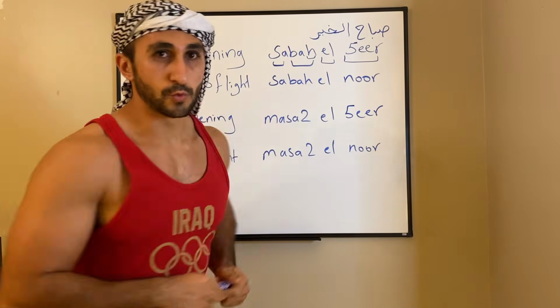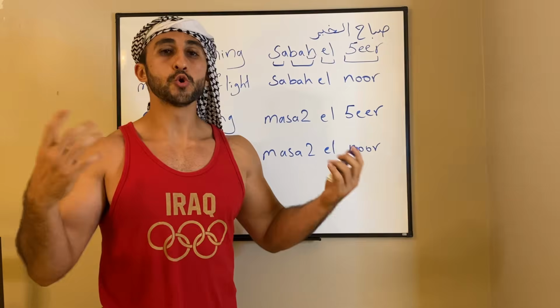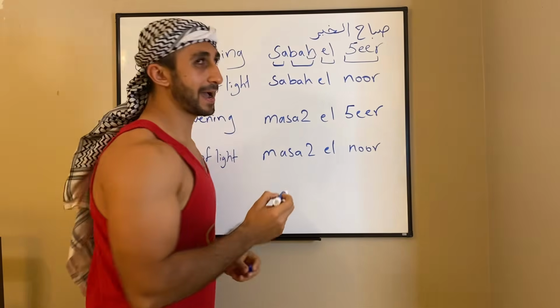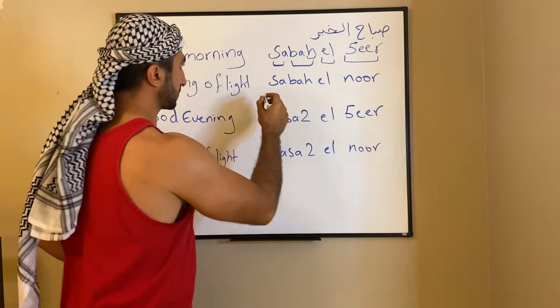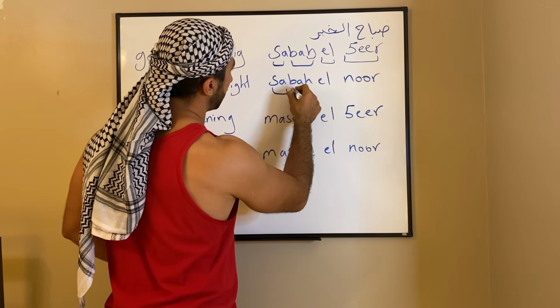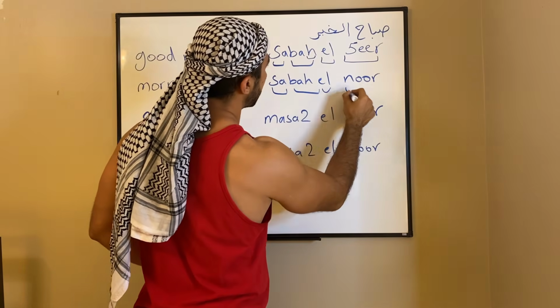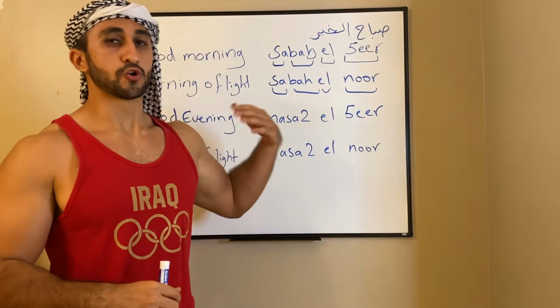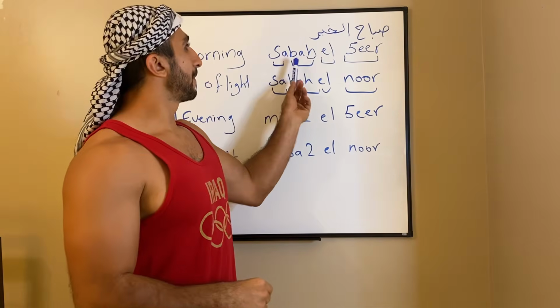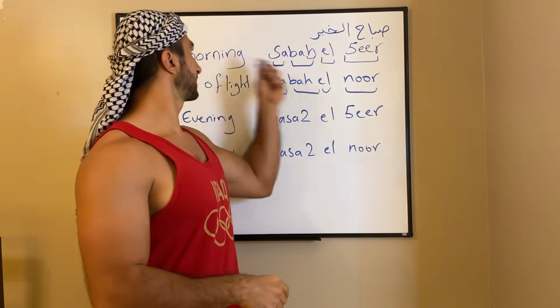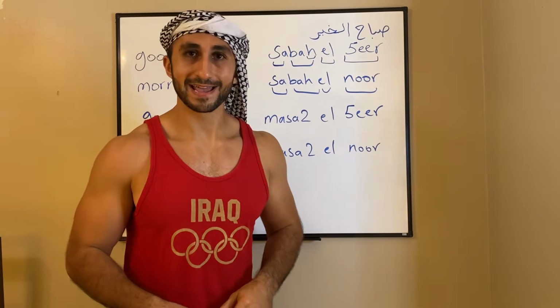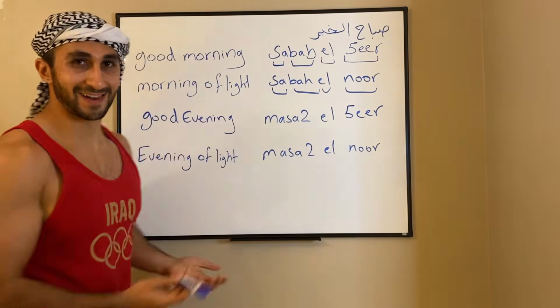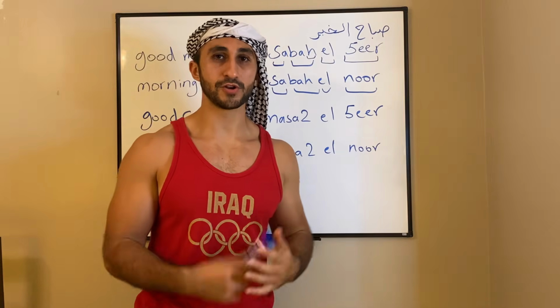The second one is sabah el nur. Sabah is like morning. Sabah el nur is the answer for good morning. We don't say good morning back. We say sabah el khair, this is good, and then sabah el nur, which is morning of light. That's the answer, sabah el nur.